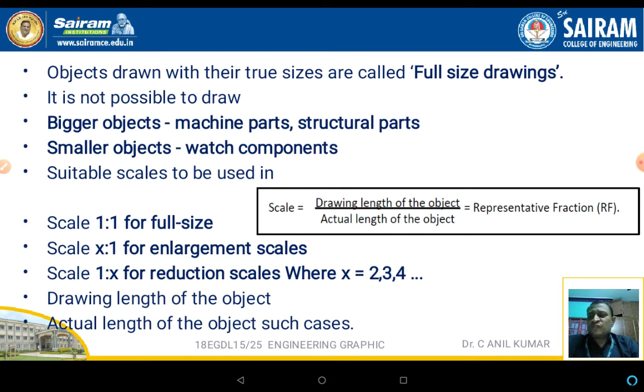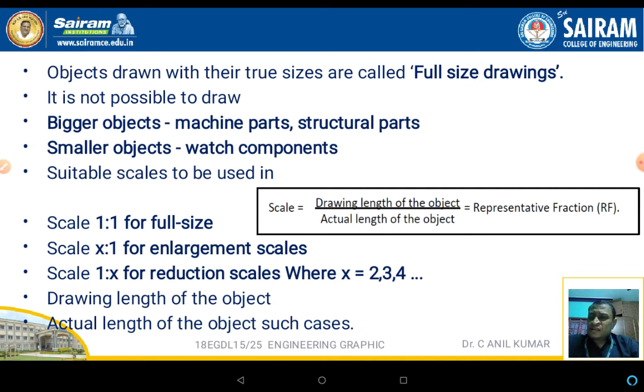Now before going with the drawing, the objects drawn with their true size is called full size drawing, where the scale we are using is 1:1. It is not possible to draw bigger objects or machine parts on the sheets. In that case we have to go for the reducing scale, the reduction scale, and then afterwards we have to draw.